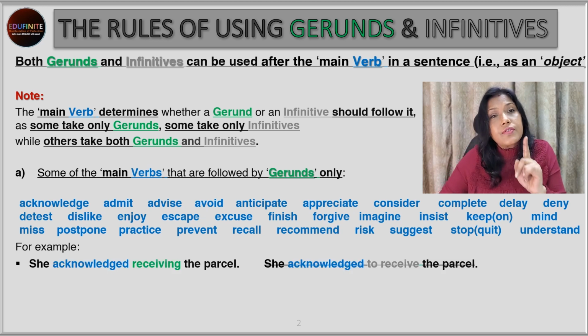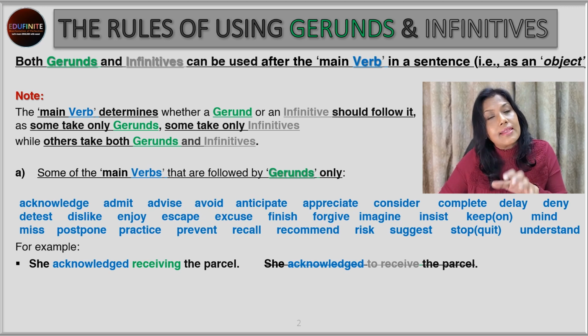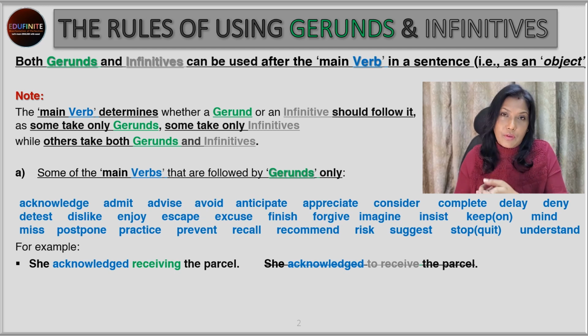As I said, after these verbs, we can only use the gerund form. If we use acknowledge, the sentence is, she acknowledged receiving the parcel. So we can only use the gerund form over here, the ing form. That means she has received something, so she has acknowledged it. We cannot say she acknowledged to receive the parcel. That's absolutely wrong.